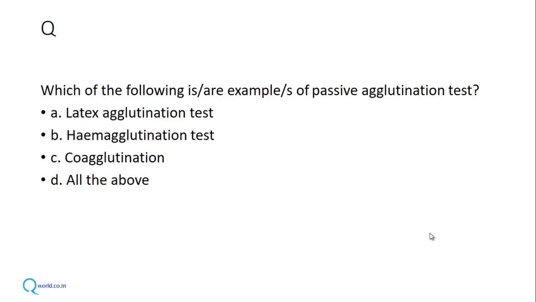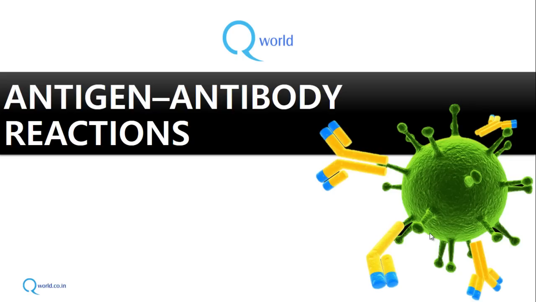Which of the following is an example of passive agglutination test? So passive agglutination is all of the above. We can use either latex particle, RBC, or some bacteria to make the soluble antigen a particulate one. So we will continue this antigen antibody reactions series, and in the next session we will talk further about complement fixation test and other reactions.